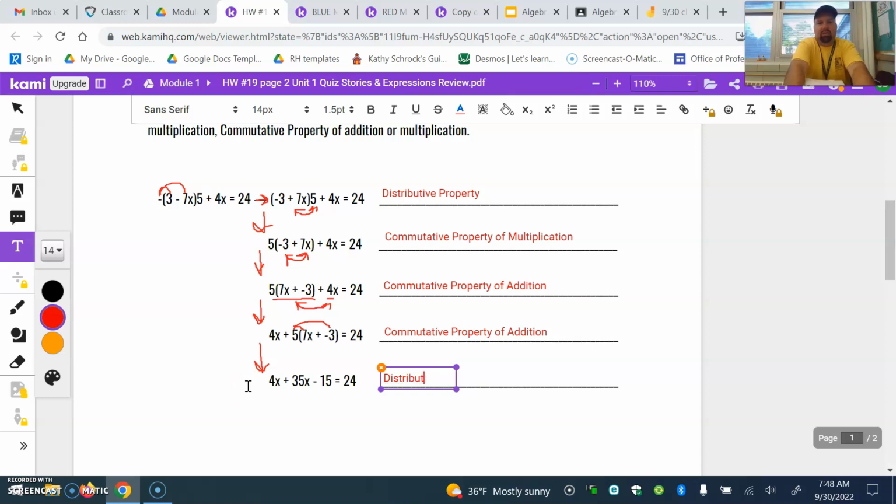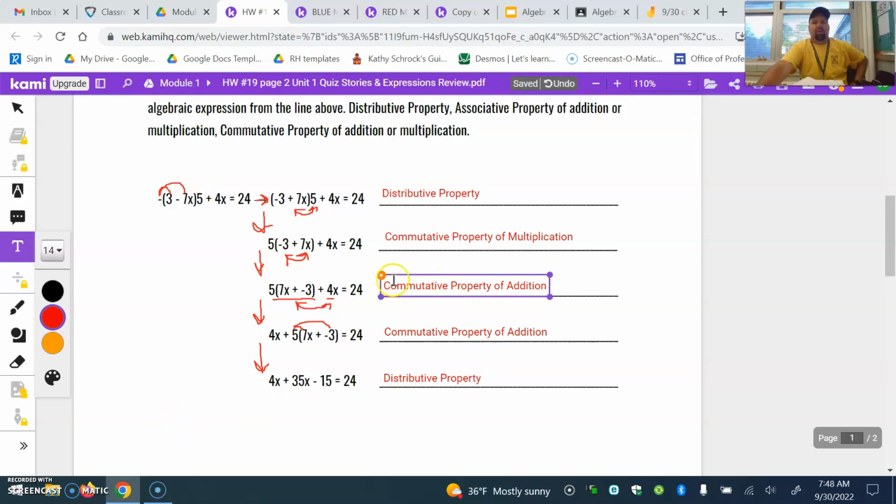Distributive property. All right. Hopefully you understand why those are the correct properties. If you don't, make sure that you study those or ask questions. And I'm going to pause the recording and meet you at the last question on the back.